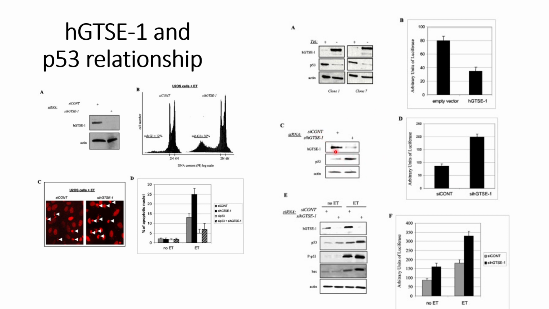So when they use the control vector that does not have the plasmid to silence hGTSE, they can see the reduction in the amount of p53. And when they use the silencing RNA for hGTSE, they can see the increase in the amount of p53. And the same thing they quantified with the luciferase signal for p53. They can see high luciferase signals where hGTSE is silenced.